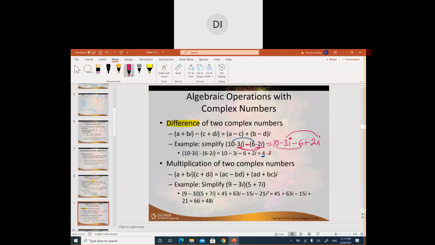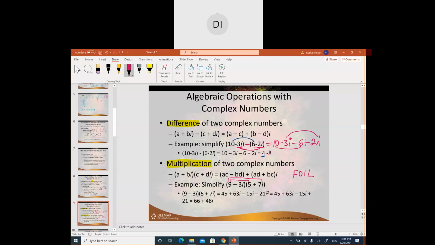And I'm going to do examples after I just go over the basic operations. Okay, the next operation is multiplication. So how do you multiply complex numbers? When you multiply, you're going to FOIL. So multiply 9 minus 3i by 5 plus 7i. You multiply the first and first, then the outside. So you have 9 times 5 is 45. 9 times 7 is 63i.